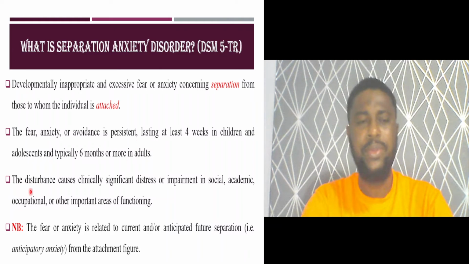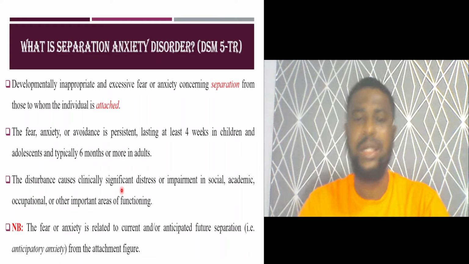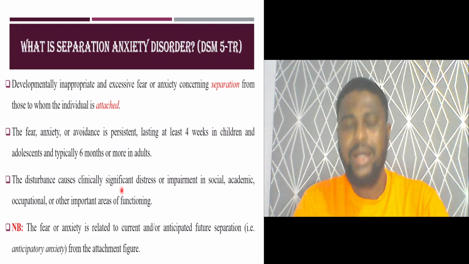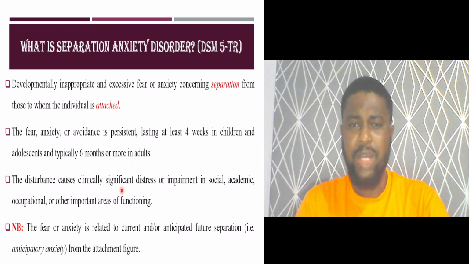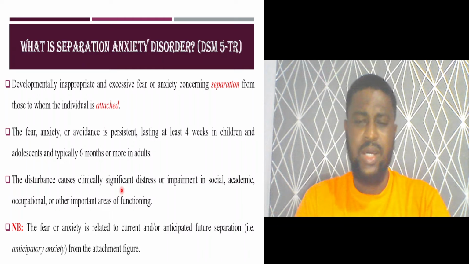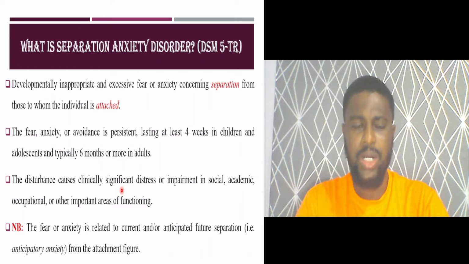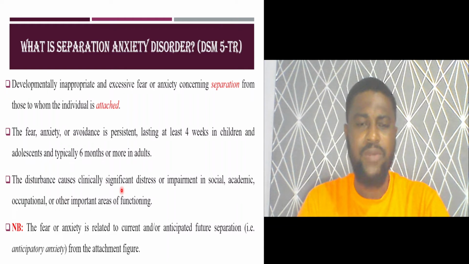Now, a third key thing is that the disturbance causes clinically significant distress or impairment in social, academic, occupational, or other important areas of functioning, which is something I mentioned earlier. So it's pervasive and it's leading to a lot of distress and also impacting negatively the person's social life. If they are students, their academic life; if they are workers, their occupational life, and other key areas of their life will be negatively impacted.